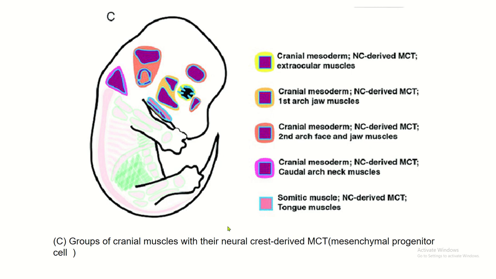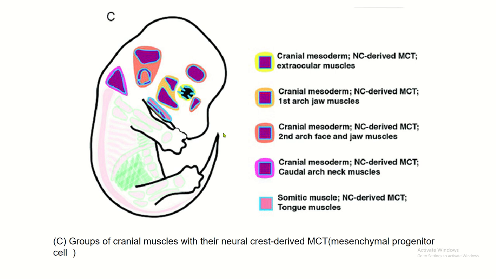In this picture, the group of cranial muscle with their neural crest derived MCT. You see, this is the cranial mesoderm. This blue color area is neural crest derived MCT, and yellow color is extraocular muscle. Here, cranial mesoderm, neural crest derived MCT, and first arch jaw muscle. So like this, neural crest guided the patterning of the muscle of the craniofacial region.